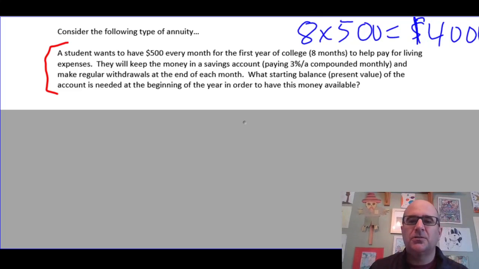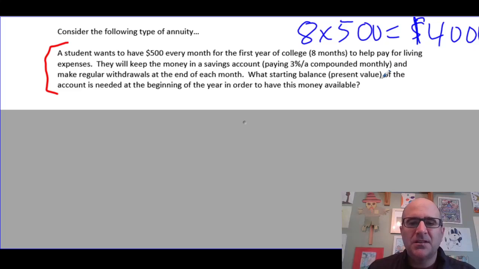Sorry, $4,000. So you want $4,000 for your living expenses. Now, say you go to school in September, does that mean that you need to have $4,000 right away so that you can have $500 for every month you're there? Yes, I mean, that would work, but you don't actually need that much, because what you could do is put the money in a savings account and then make withdrawals.